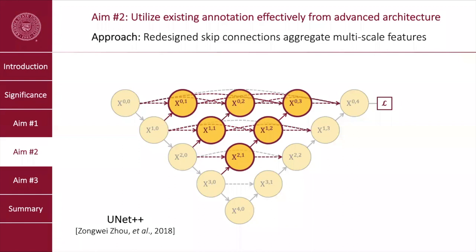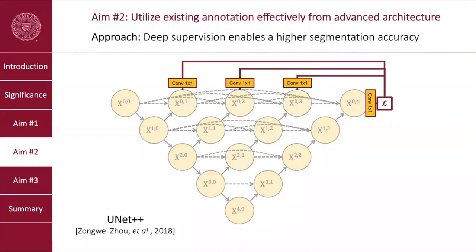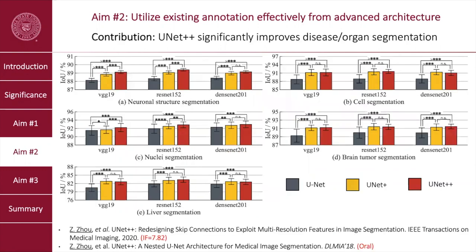The first innovation is that we are redesigning the skip connection to encourage different levels of image feature aggregation. And the second innovation is introducing deep supervision. In contrast to the UNet architecture, UNet++ provides additional supervision for each level of image feature, so that it can achieve a higher segmentation accuracy because of more supervision.